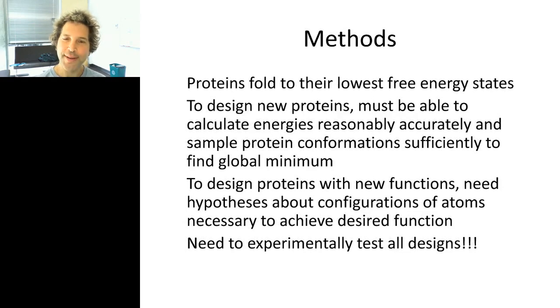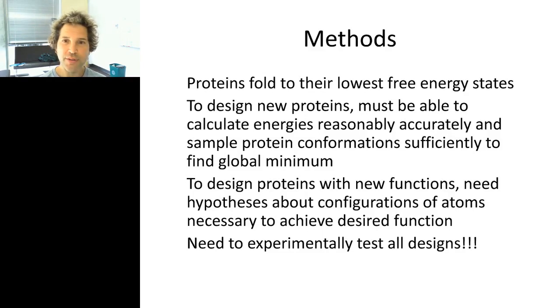So the basic methods that we use are based on the principle that proteins fold to their lowest free energy states. So if we want to design brand new proteins, we have to be able to calculate energies reasonably accurately and sample protein conformations sufficiently to find the global minimum. So for example, if we want to make a protein that folds up to a particular shape, we need to find an amino acid sequence for which the lowest energy structure is the desired structure.